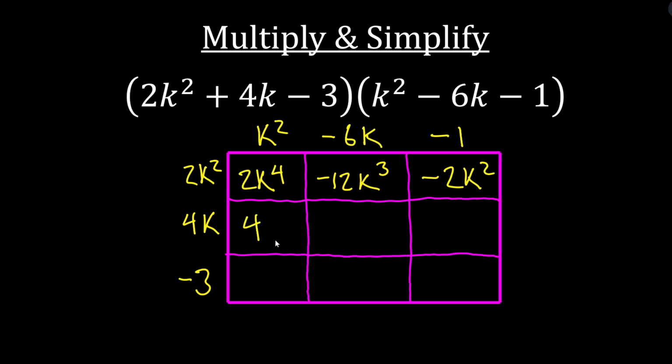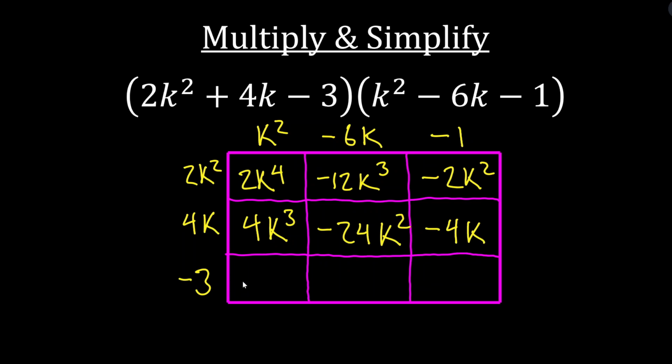4k times k squared. The 4's chilling. k times k squared is k to the third. 4k times negative 6k. 4 times 6 is 24. It's going to be negative because there's a negative and a positive. So negative 24. And then k times k, k squared. Boom. Awesome. 4k times negative 1. That's negative 4k.